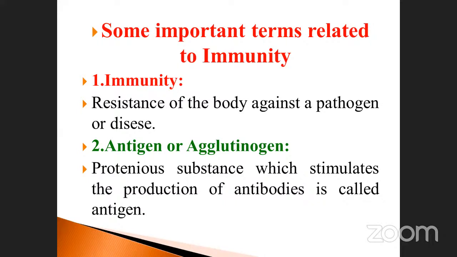When foreign particles enter the body, automatically the protein substances produced by the microorganism are called as which one? Antigens. That antigen produces which one? Antibodies. That means antibody production is done by which one? Antigen. The antigen is a proteinous substance. The antigen protein substances are also produced by the invader pathogen or foreign particle, alien species, or microorganism or virus, whatever it may be.